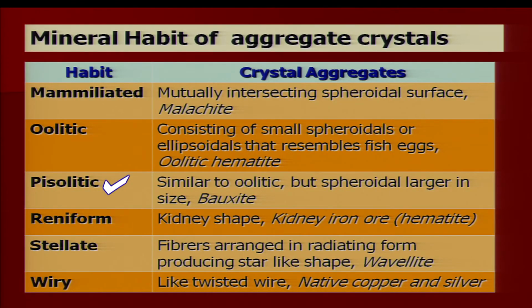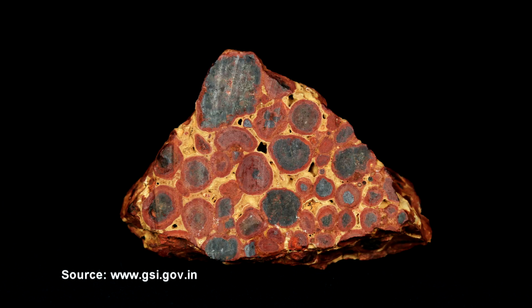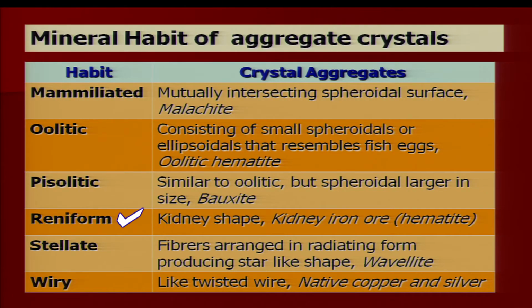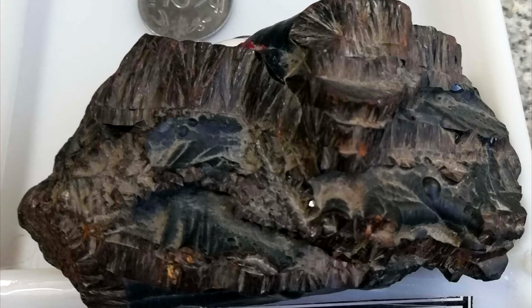Now, pisolitic. What is the difference between oolite and pisolite? Pisolite is similar to oolite, but there is a difference in size. Size is the only difference. Otherwise, pisolite and oolite look more or less similar. Pisolite is also spheroidal, but larger in size. An example is bauxite. Reniform. Reniform means kidney-shaped, just like a kidney.